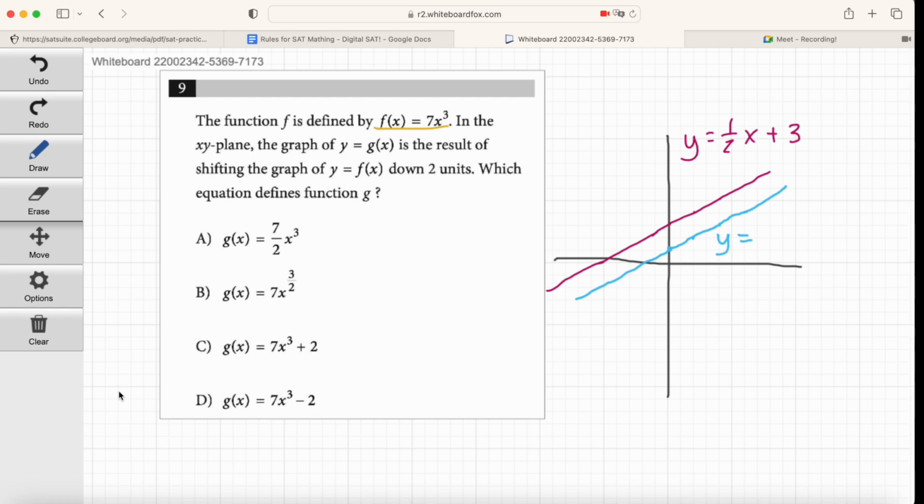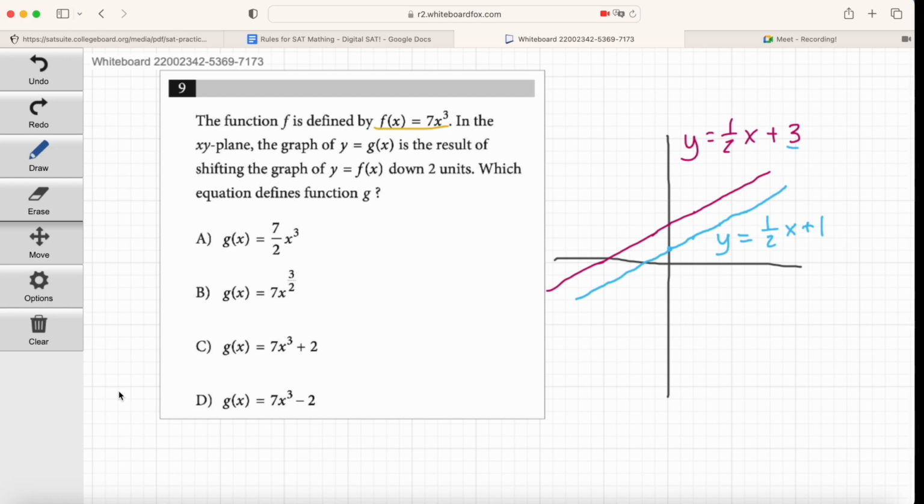Slope is 1/2. So it would be 1/2 x plus 1. Which shouldn't surprise you, because I'm dropping all the values basically 2 units. Then that b value, the y-intercept, is also going to go down by 2 units. It's going to go from 3 to 1, basically subtracting 2 from the b value. Does that make some sense?